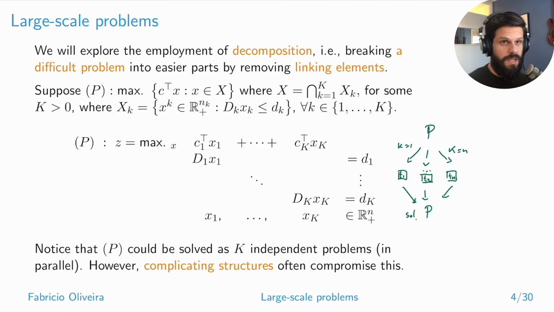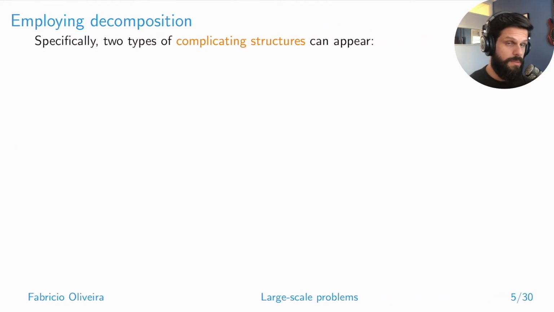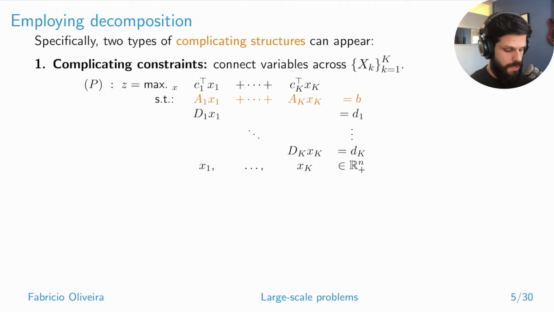But of course, if that was the case, there wouldn't be such a thing as a hard optimization problem or a large-scale optimization problem. And the reason for that is the presence of so-called complicating structures. And they can be basically of two types. The first type is when we have something that is called a complicating constraint. A complicating constraint means that you have a constraint that connects the components across xk.